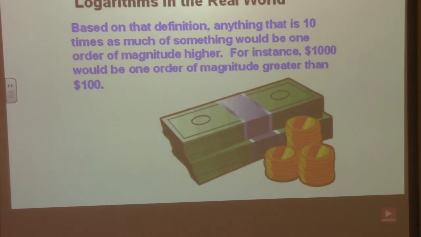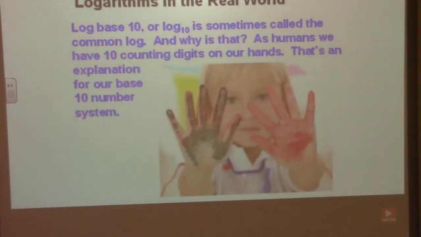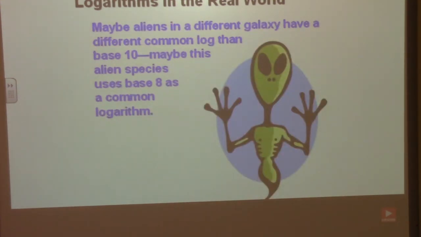Log base 10, or log subscript 10, is sometimes called the common log. And why is that? As humans, we have 10 counting digits on our hands. That's one of the most popular explanations for why we use a base 10 number system. Maybe aliens in different galaxies have a different common log than base 10. Maybe this guy and his alien species uses a base 8 as a common logarithm.